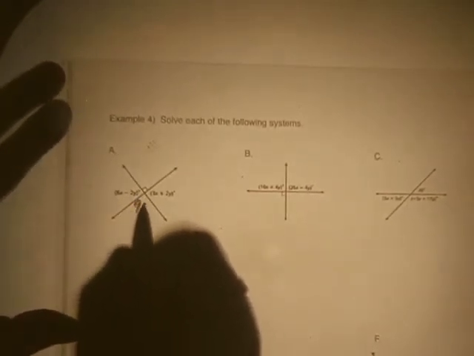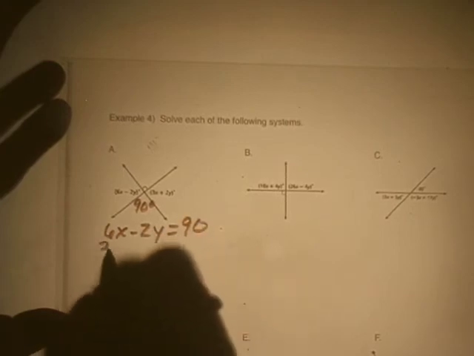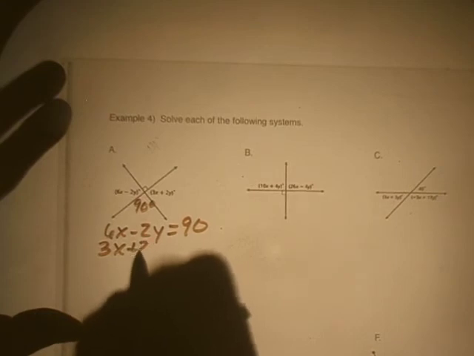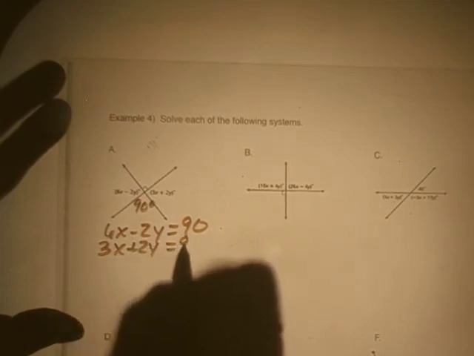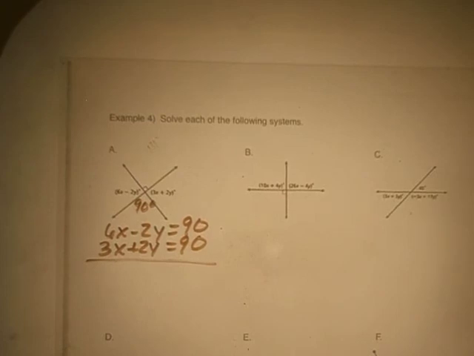And we do have one more page of notes. So we're looking at some systems here. These are both perpendicular, so all of these angles are 90 degrees. So we can write a system, 6x minus 2y equals 90, 3x plus 2y equals 90. And you'll notice you've been given some very nice numbers.